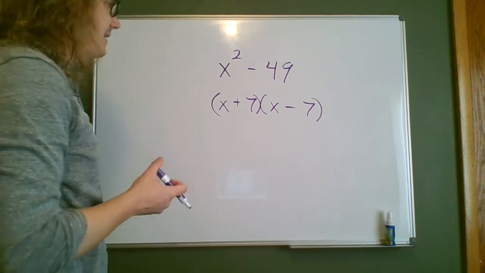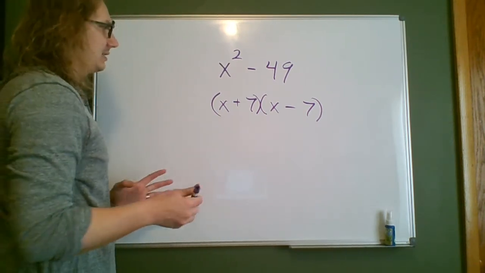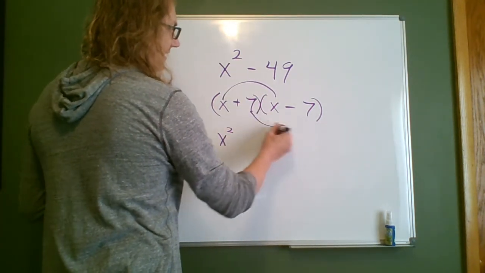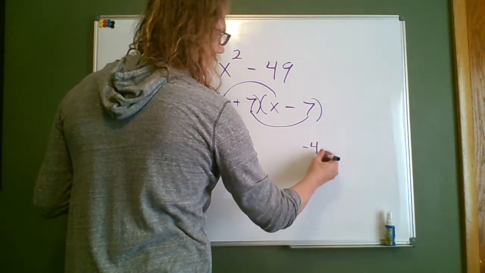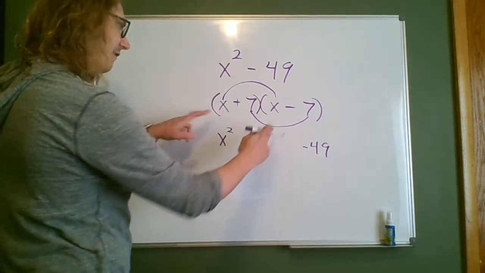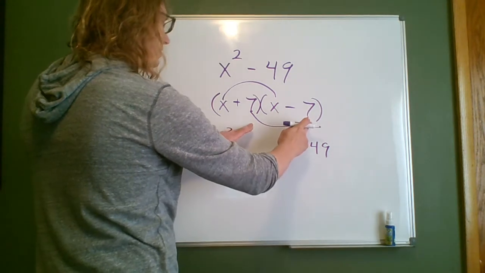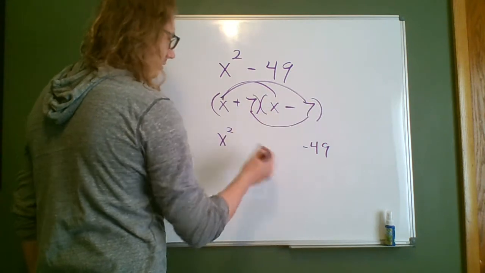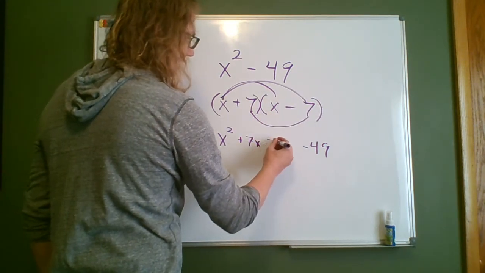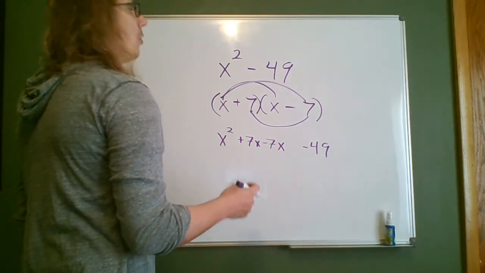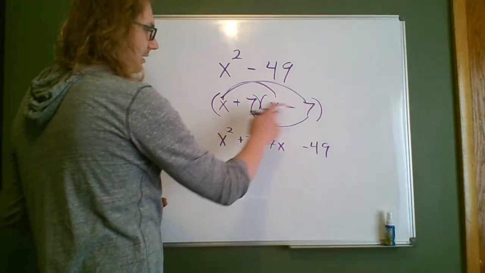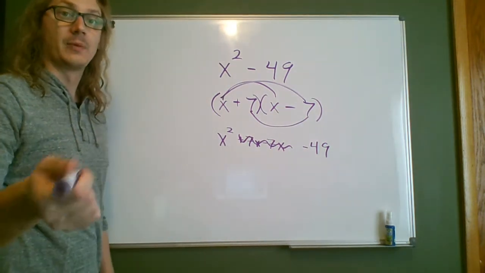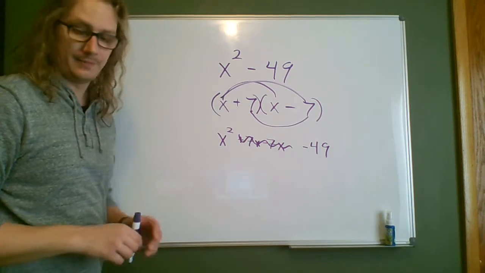I just wanted you to be able to see that. The important step is when we FOIL this, x squared and this 7 times 7, we get that negative 49. The first times the first and the last times the last are both perfect squares. And then what happens in the middle is a plus 7x and a minus 7x. When you have perfect squares and you've got a plus and a minus, everything in the middle is going to cancel out. I'm going to up this just a little bit.